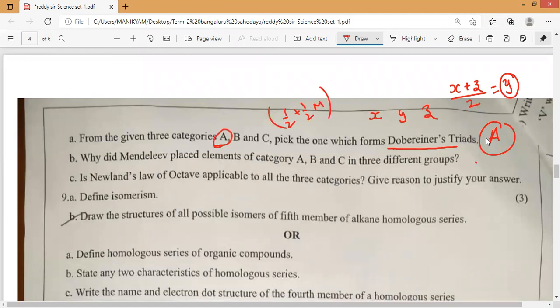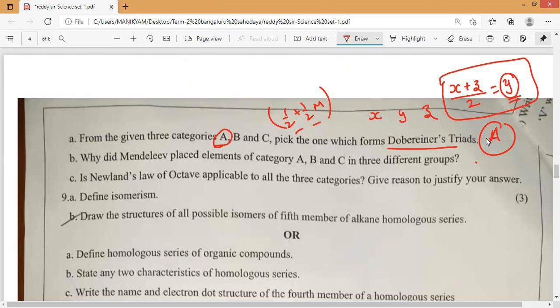What will you write? The given Lewinner state, lithium, sodium, potassium, and why it is the average atomic mass, as I told you. The average atomic mass of the first and third elements will give you the atomic mass of the second element. If you write that statement, you will get half plus half, 1 mark.